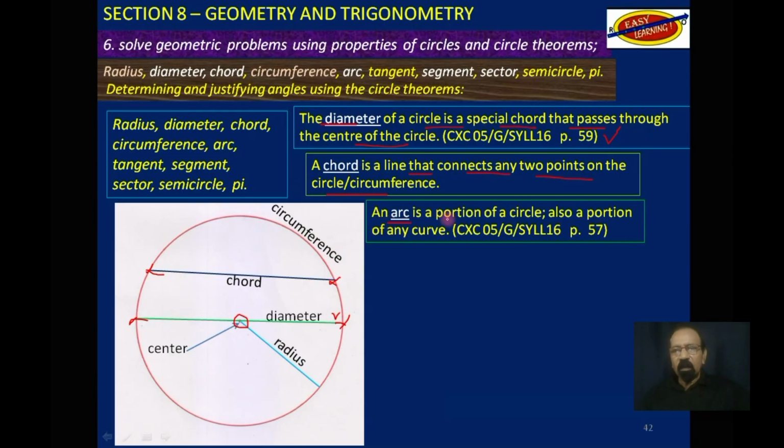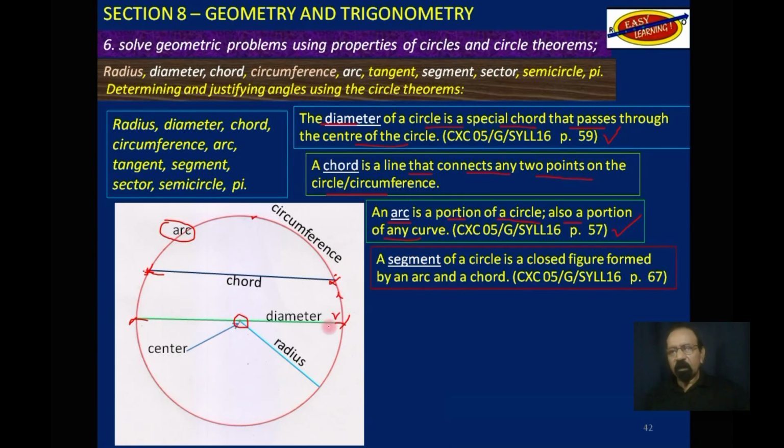What is an arc? An arc is a portion of a circle, also a portion of any curve. That is from your syllabus. So this part from here, going like that and coming back here, that part there is an arc. But of course, so is the other part on this side. That is also an arc.